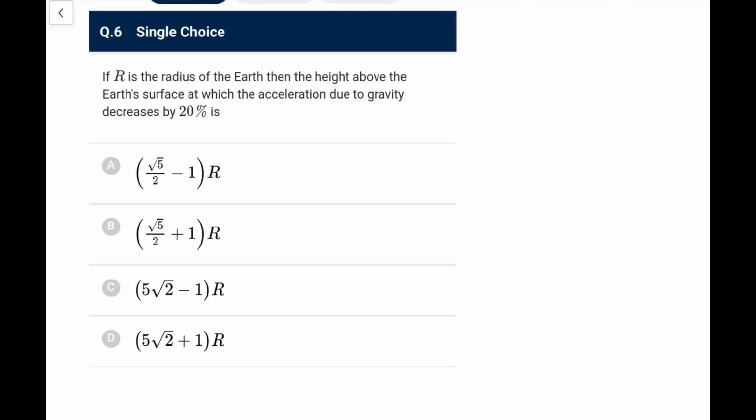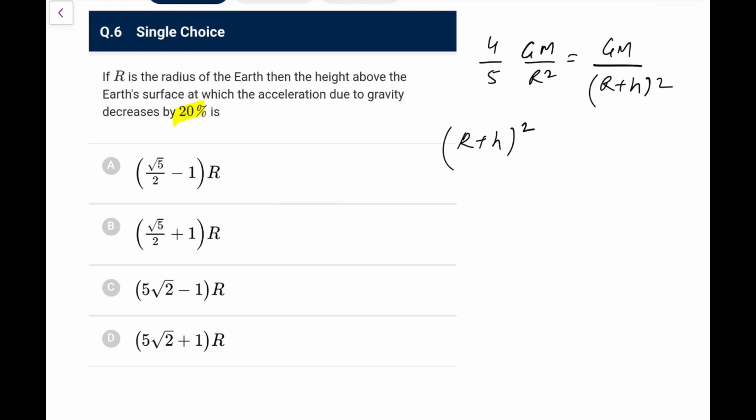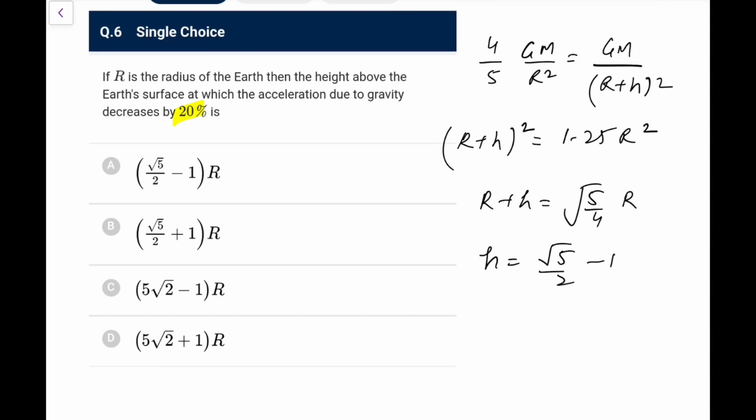If R be the radius of the earth, then the height above the earth's surface at which the acceleration decreases by 20 percent, that means it becomes 4 by 5 of the surface value, that is GM by R square, is GM upon R plus h whole square. So R plus h whole square is 1.25 R square, you can write like this. So R plus h is root of 5 by 4 times R. So h comes out as root 5 by 2 minus 1 times R. So this is the first option. This is what we have done.